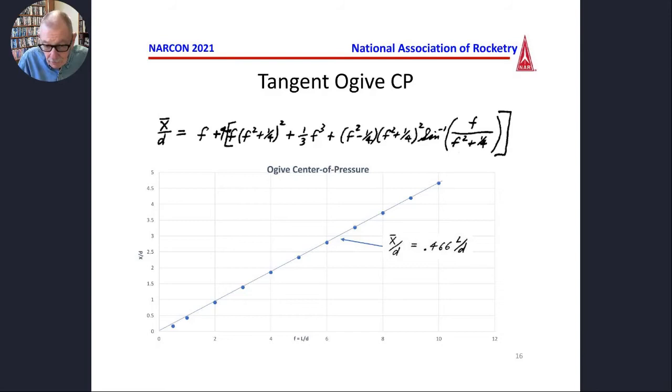Well, an ogive nose cone center of pressure is a very simple, linear, as it turns out, function, when you apply this very weird and convoluted expression. And where it starts to come apart is way down at the very bottom, very near the origin, very close to the zero point, where it turns into a sphere and then just disappears as it becomes a hemisphere.